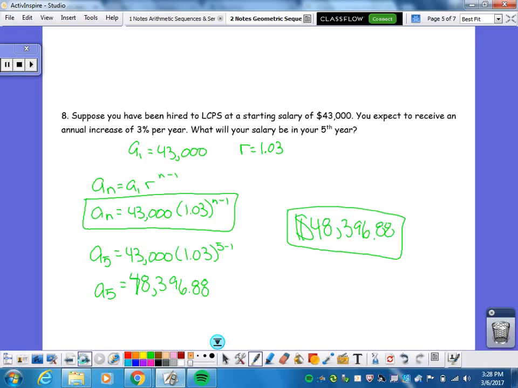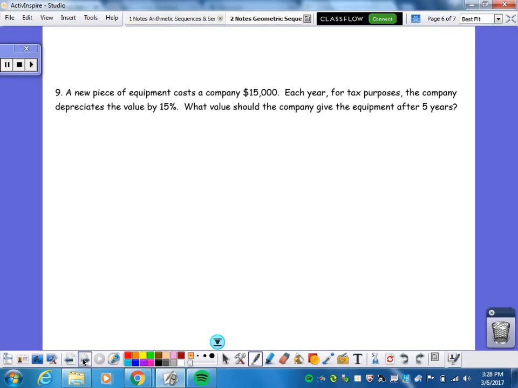Now let's move on to the next problem. A new piece of equipment costs a company $15,000. Each year, for tax purposes, the company depreciates the value by 15%. What should the company give the equipment after 5 years? Very similar to the problem we had before.